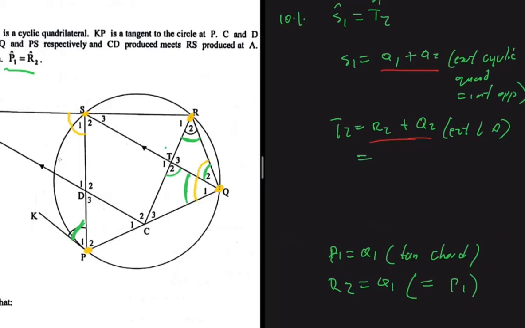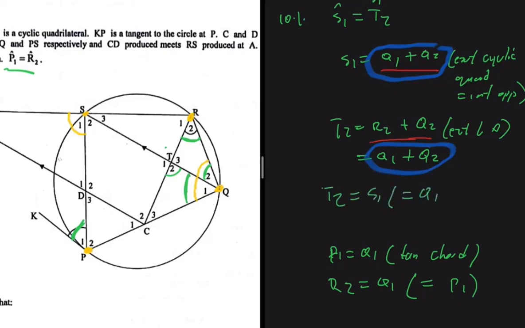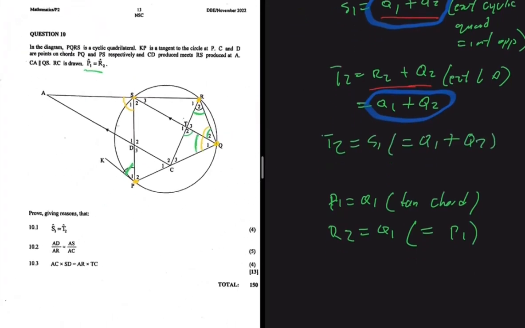So instead of R2 plus Q2, we can say Q1 plus Q2, right? So now it will be easy to see here that S1 is Q1 plus Q2 and T2 is Q1 plus Q2. So we have proved that T2 is equal to S1 since they are all equal to Q1 plus Q2. And yeah, you get your 4 marks.